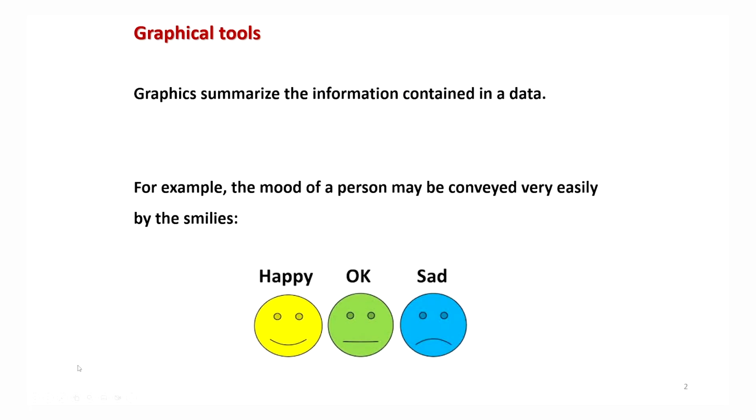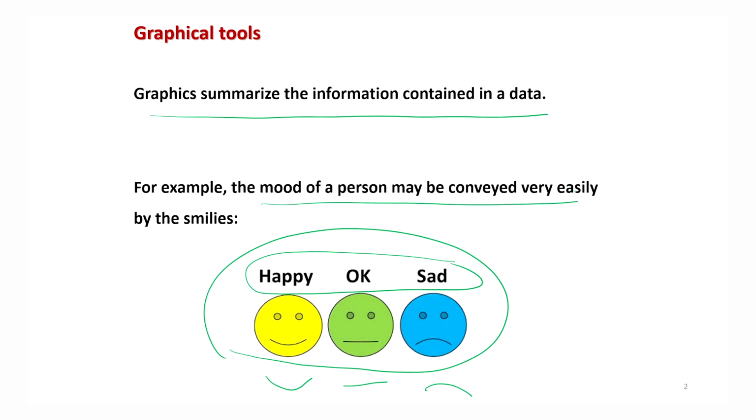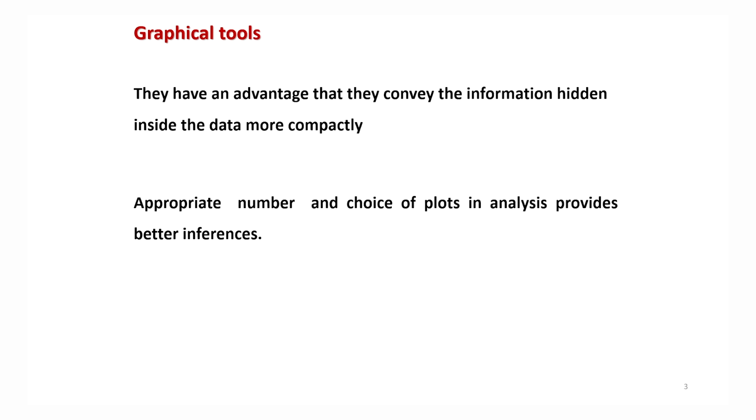Right. So now we try to first understand why graphics are required. As I said, graphics summarizes the information contained in the data. For example, these three types of pictures, what do you understand? Just by looking at this face structure like this or this, you are able to diagnose whether the person is happy, okay or sad. So the mood of a person can be very easily conveyed using these types of smileys, and they have an advantage that they convey the information hidden inside the data more compactly.